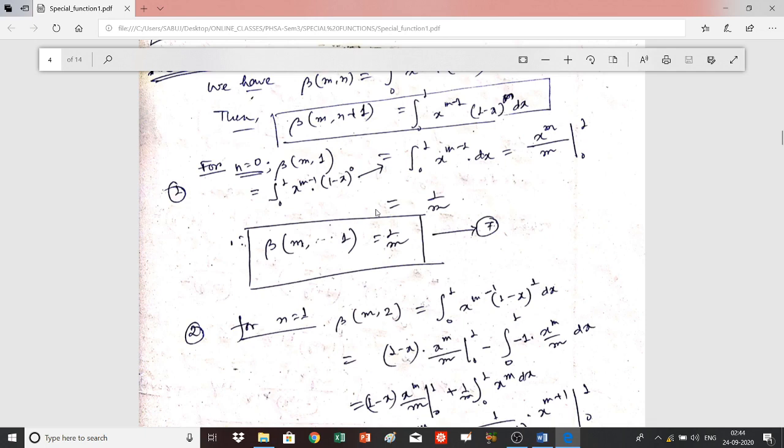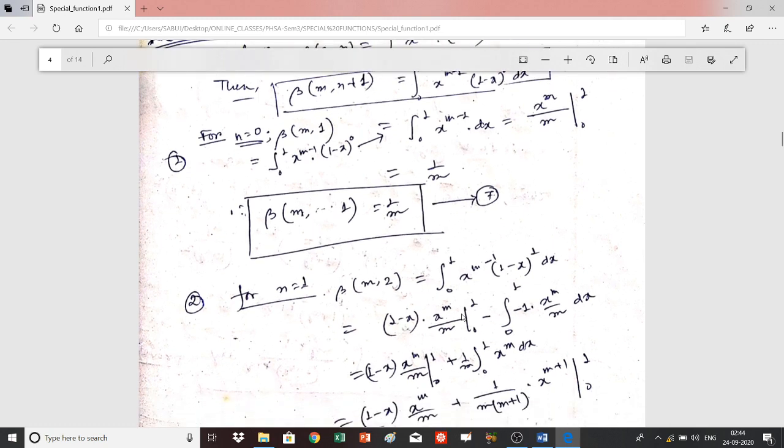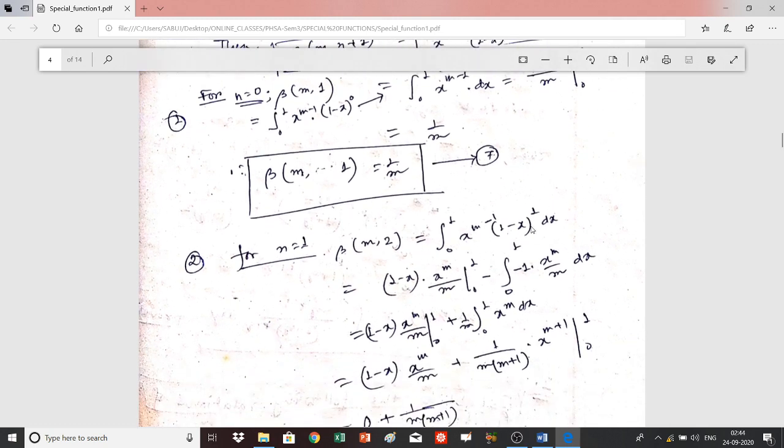So in this case, n is equal to 1, so x to the power 2 minus 1, that means x to the power 1. So that will give you the integral from 0 to 1 of x to the power m minus 1 times (1 minus x) dx. If you integrate this using the method of integration by parts, let the first one be 1 minus x, then integrate the other. The integration of this will give you x to the m by m from 0 to 1, then minus the integral from 0 to 1. First differentiate this term, that will give you minus 1, then integrate this one, that will give you x to the m by m, and dx.